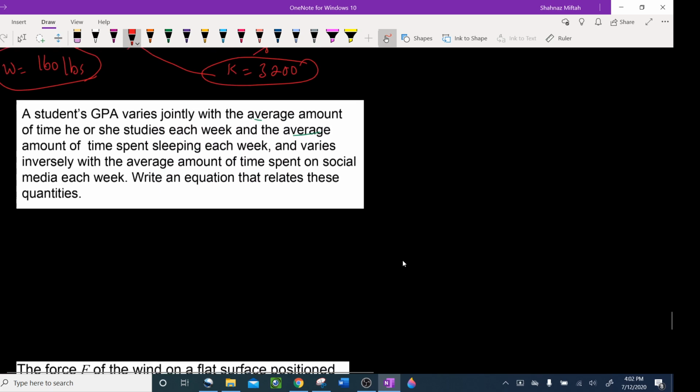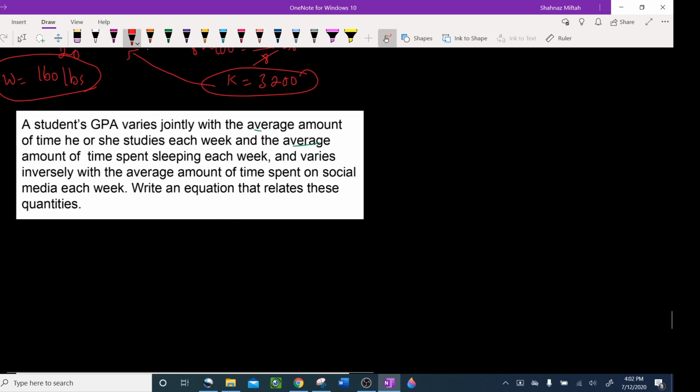Okay, let's do this question. A student's GPA varies jointly with the average amount.